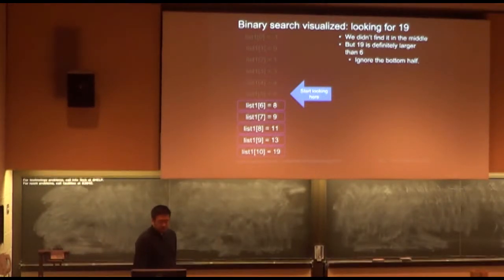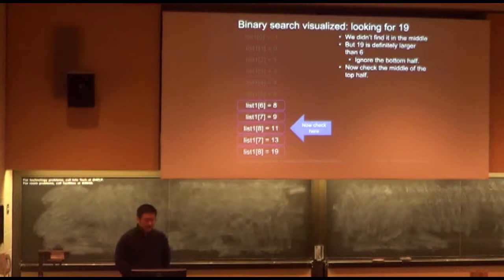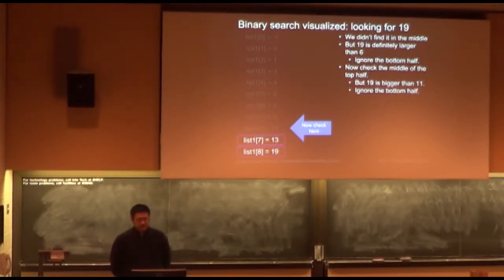So now we have a new range. The range is from list 1 sub 6 to list 1 sub 10. We find the middle member of that. That's list 1 sub 8. List 1 sub 8 is equal to 11. It's not equal to 19. So again, we divide in half, and we take the upper half. This 1 sub 9 and this 1 sub 10, incorrectly indexed here in the figure, are all that remains of this array.